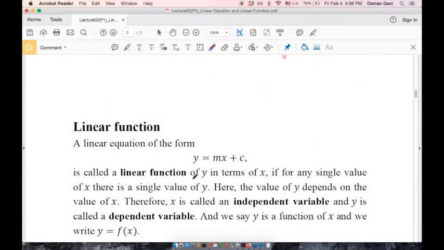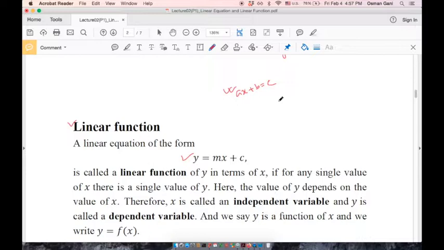Now let us try to understand what a linear function is. A linear function will again be an equation. I said linear equation, now I am saying it's a linear function. But a linear equation in one variable, ax plus b equal to c, cannot be a linear function because there is a single variable. For a linear equation to be a function, there must be at least two variables.